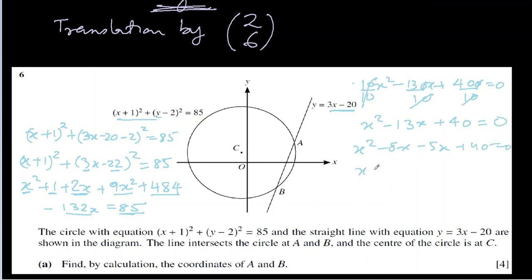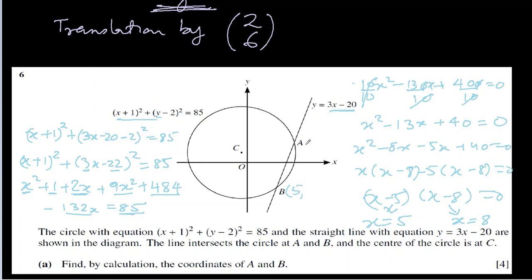So it gives me x minus 8, minus 5x minus 8. So (x minus 5)(x minus 8) equals 0. The two x coordinates: because of this we get x equal to 5, and because of this we got x equal to 8. So the x coordinate of B is, it is before A, right? So 5 will be here and A will have 8.